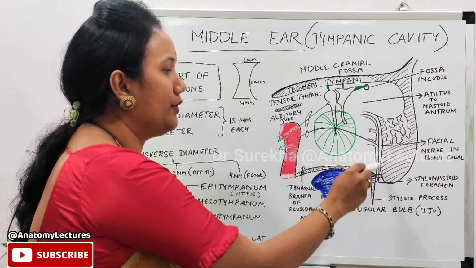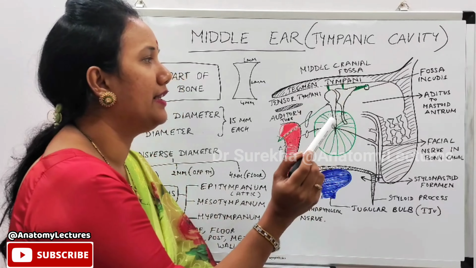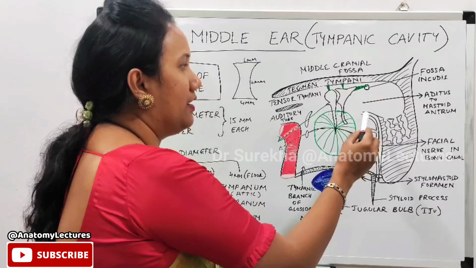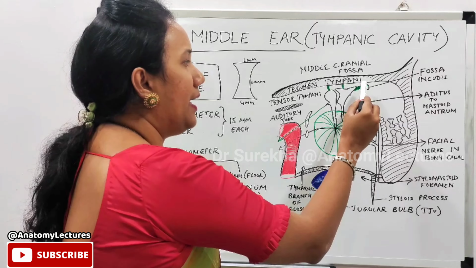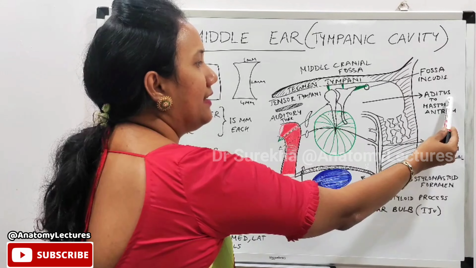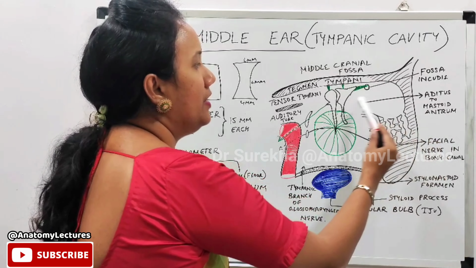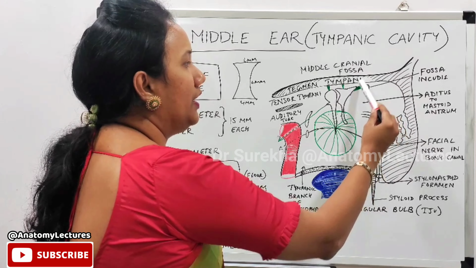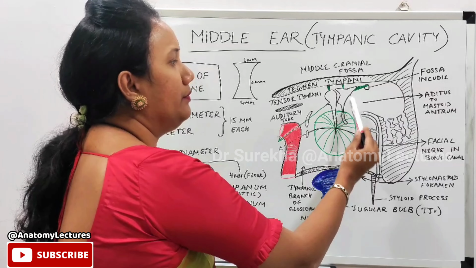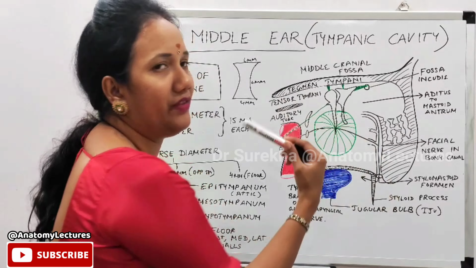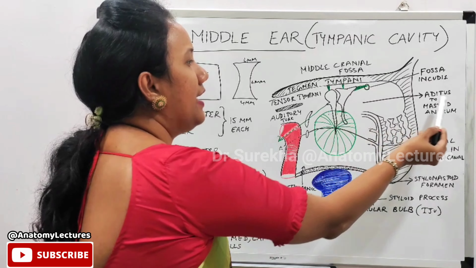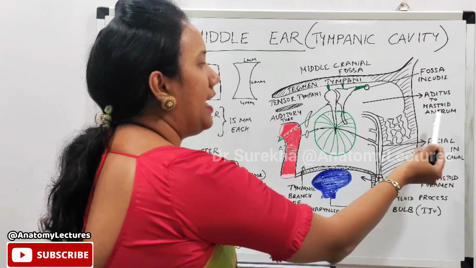So this is the posterior wall of the tympanic cavity. This is wider in its upper aspect. It has a wide opening in the upper aspect of the posterior wall, which is referred to as aditus to mastoid antrum. This is the part of the posterior wall which communicates the epitympanum to the mastoid cavity, to the mastoid antrum. So this is referred to as aditus to mastoid antrum.